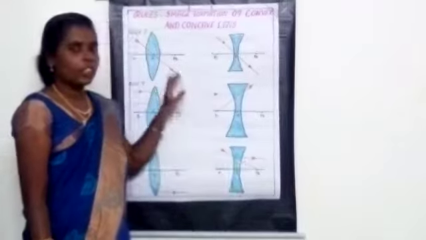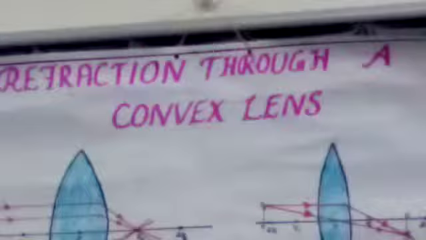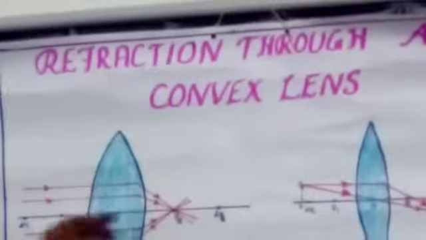Have you all understood the three rules? Yes? Okay. Now we can see the refraction through a convex lens. How the refraction takes place and how the image is formed through the convex lens.